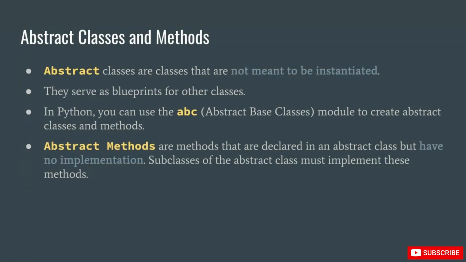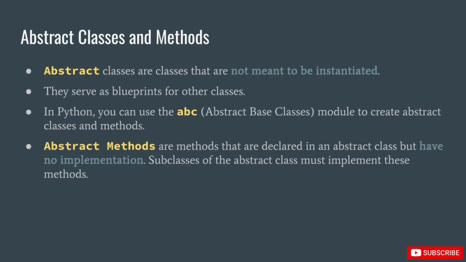Abstract classes are essentially blueprints. They're not meant to be instantiated directly. Instead, they provide a structure for other classes to build upon. In Python, we use the ABC module, which stands for Abstract Base Classes, to create these abstract classes and methods. Abstract methods are methods declared within an abstract class without any implementation. This means that any subclass inheriting from the abstract class is required to implement these methods.